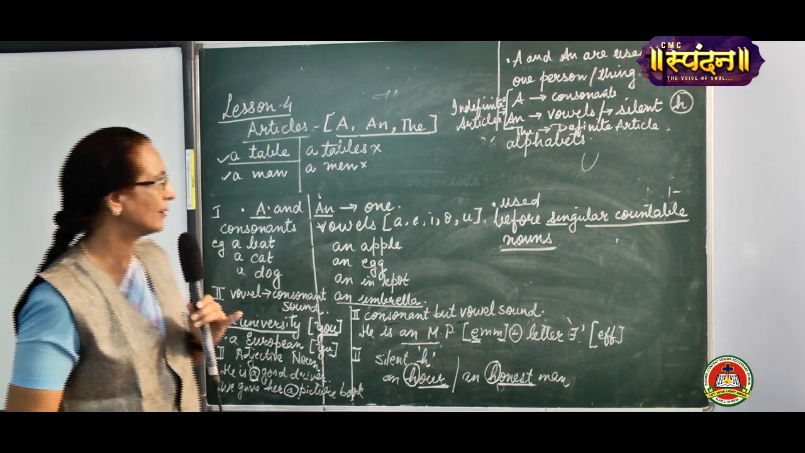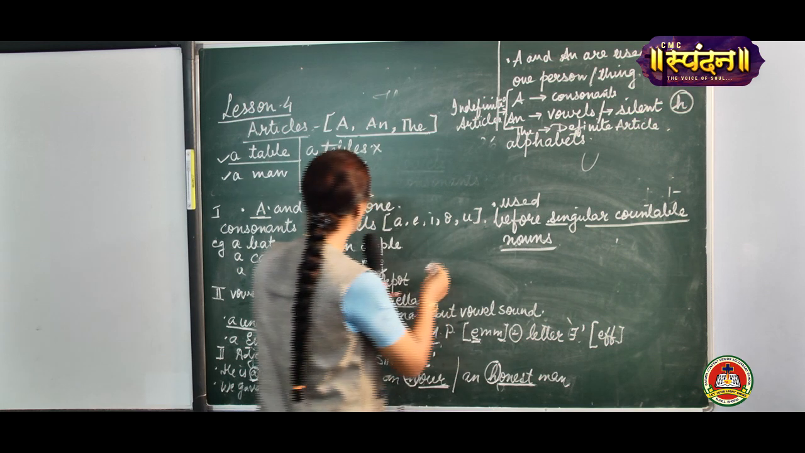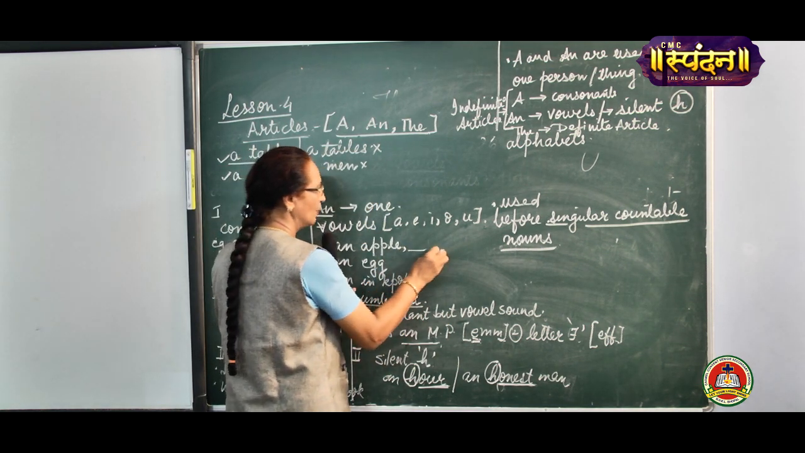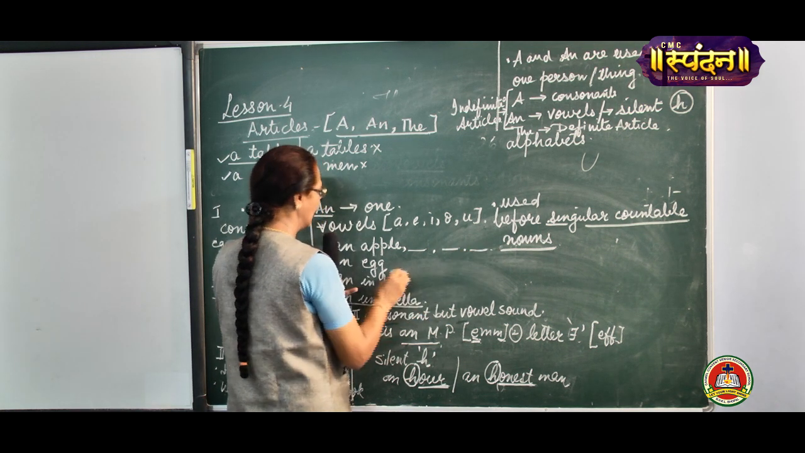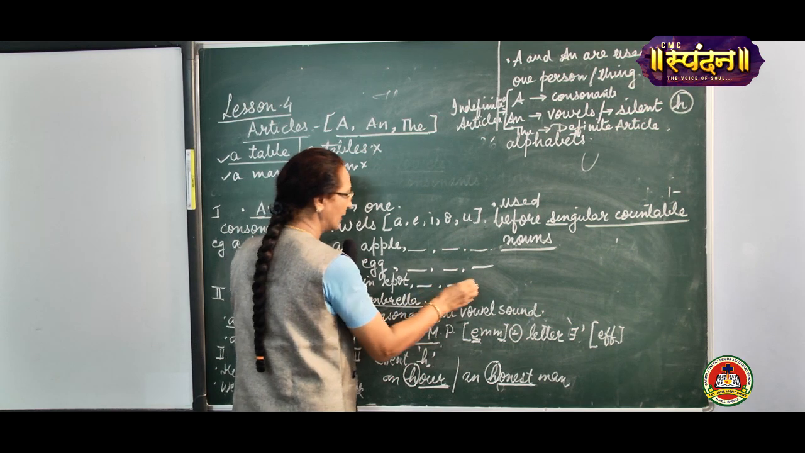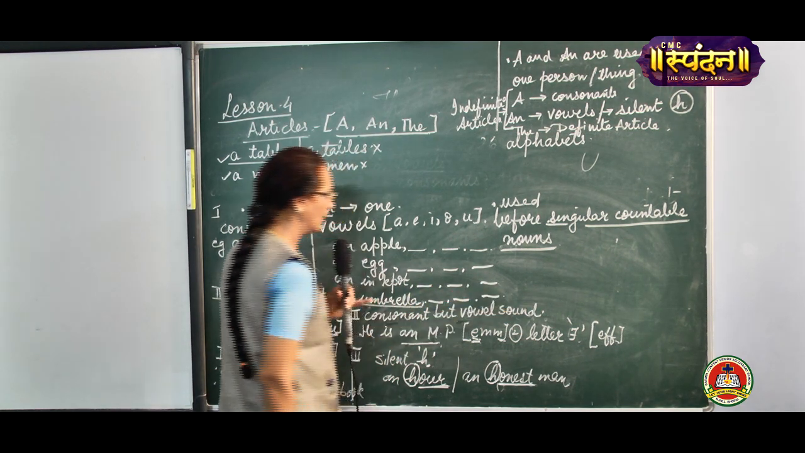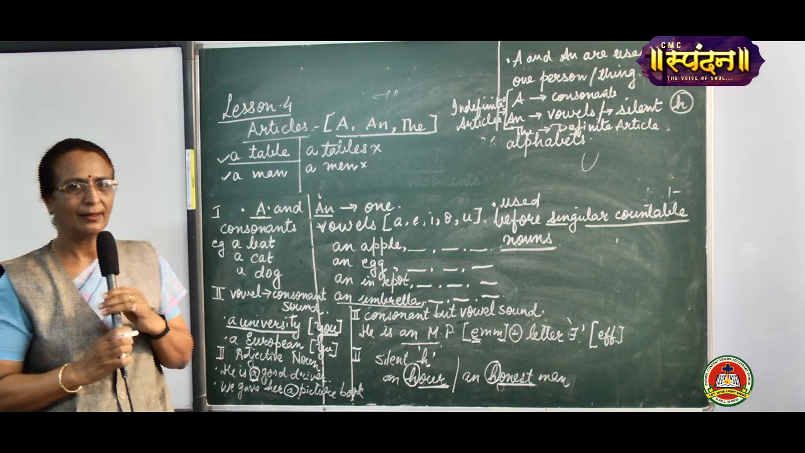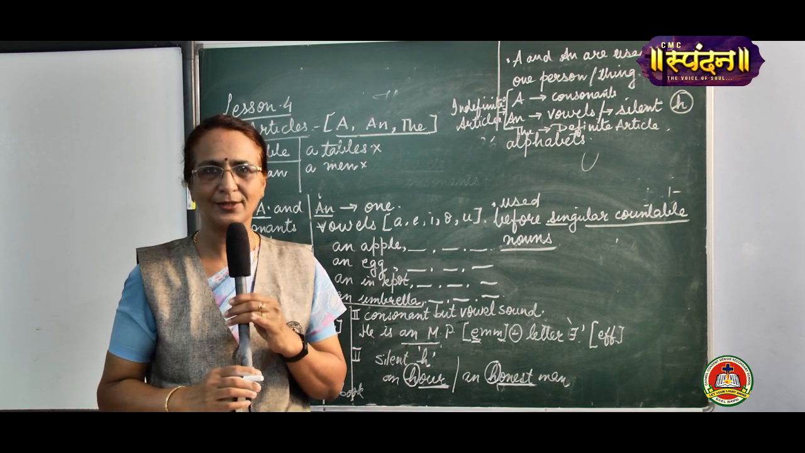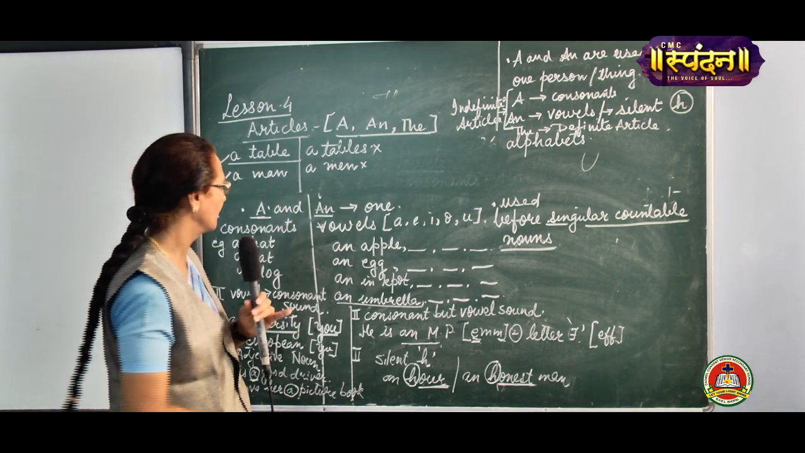Now, please practice this at home. Make some more words with an. An apple, some more words with an, some words with E, some words with I, some words with U, and check whether what you are making is right or wrong. Is that clear, children?